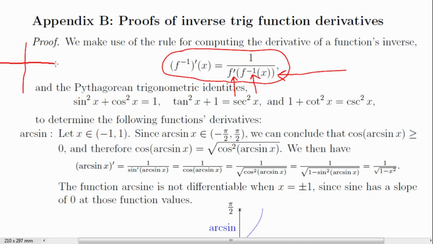If I had a function like this, and I draw its inverse, in other words, I draw its reflection about the line f of x equals x, I end up with something like this, right? Then if our function has a point at which its derivative is 0, the inverse will have a non-defined derivative at its corresponding point. And that is what happens when we have a 0 in the denominator here.